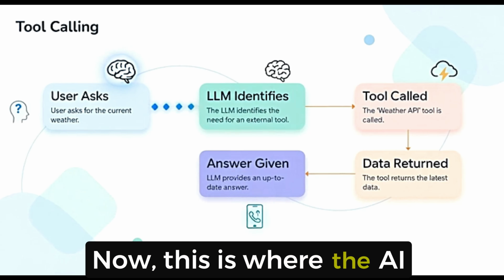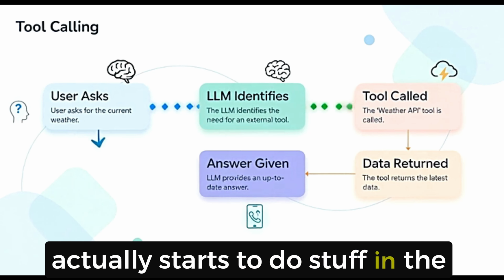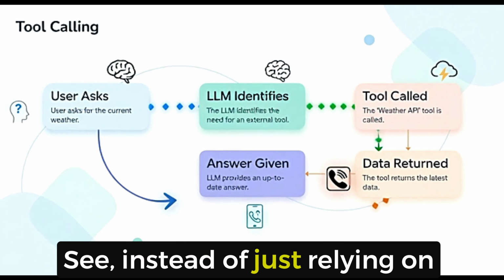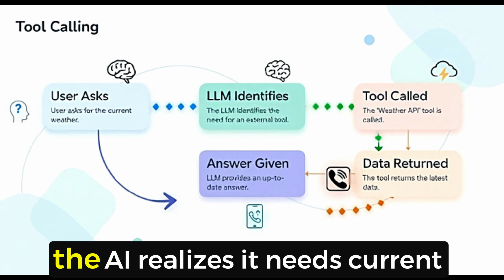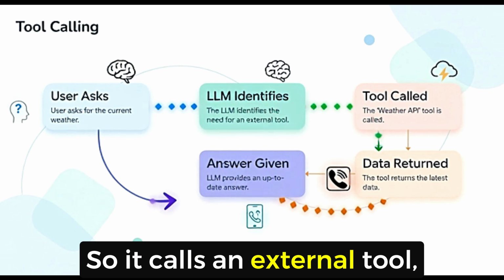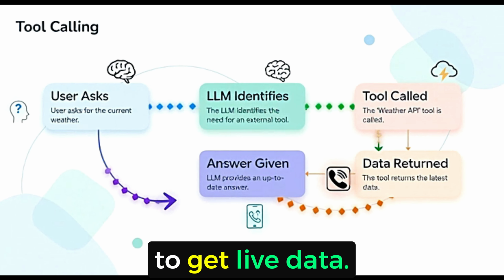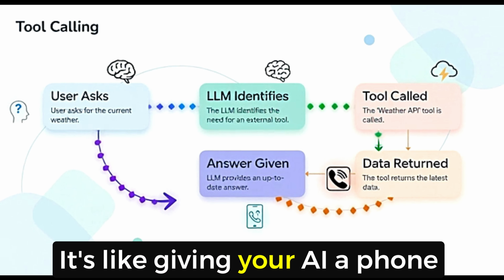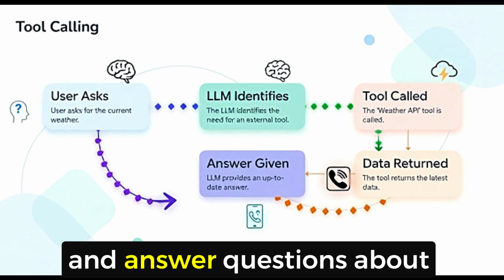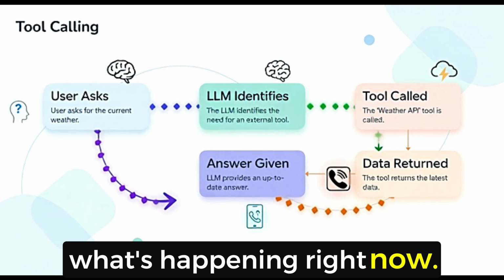Now this is where the AI actually starts to do stuff in the real world. It's a process called tool calling. See, instead of just relying on whatever it was trained on, the AI realizes it needs current information. So it calls an external tool, like a weather API, to get live data. It's like giving your AI a phone or a calculator. It can suddenly interact with the world and answer questions about what's happening right now.